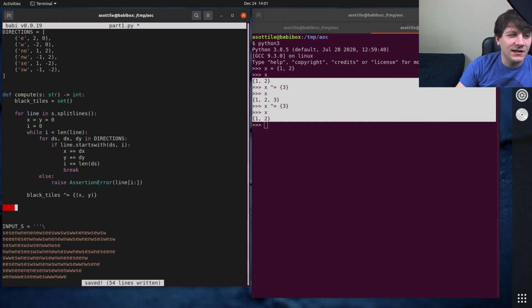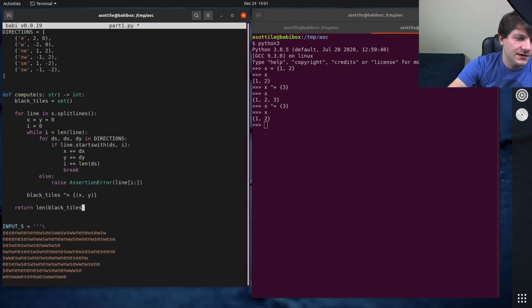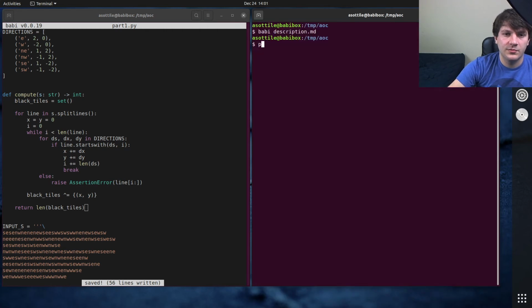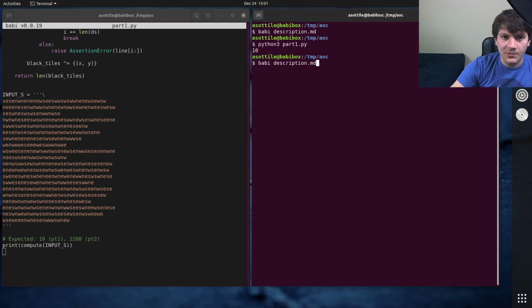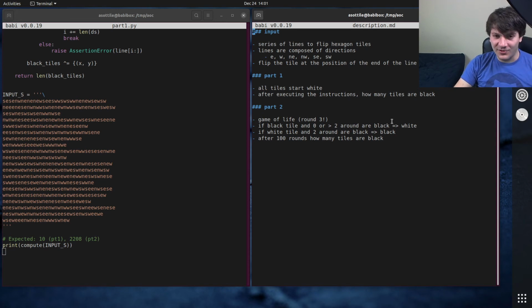And so that should solve part 1. Basically, process all the lines, do that, and then return len of black tiles at the very end. That should do part 1. Let's make sure that is true. Python part 1. And we get 10, which is the value that we expect there. Cool. That's part 1. Part 2 is yet another game of life problem.